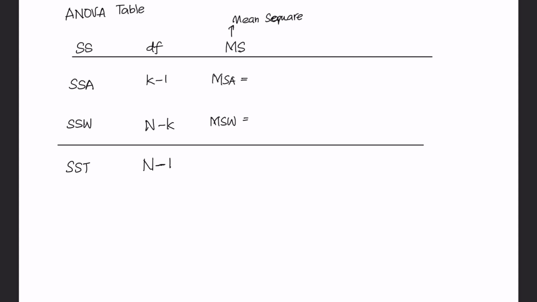MSA is going to be the sum of squares among groups divided by k minus 1, so sum of squares divided by the degrees of freedom, and mean square within will be SSW divided by n minus k. Now we have the mean sum of squares. Now let's calculate the F calculated, or the variance ratio. So how would you calculate this? Remember that these are the sum of squares. So F calculated is going to be the mean square among divided by the mean square within.